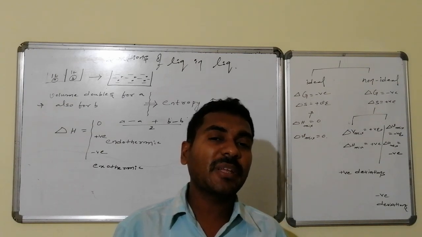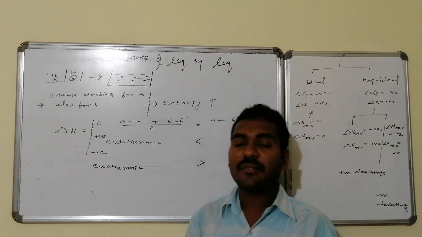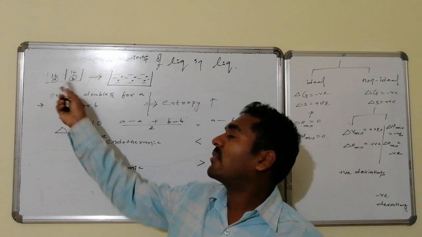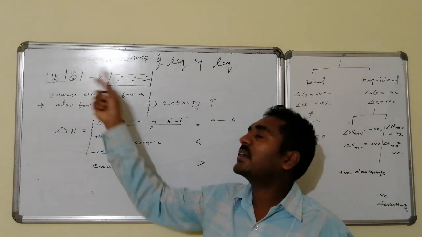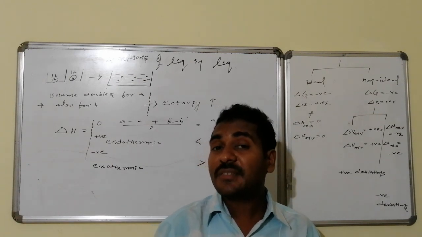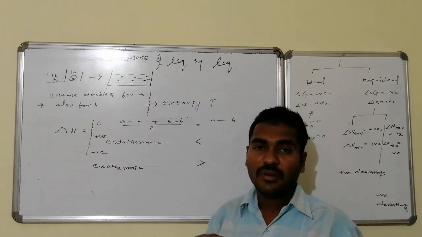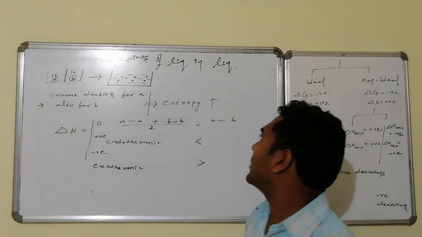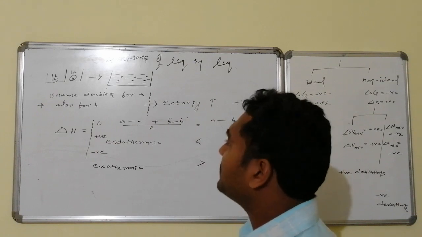So entropy, Q reversible by T, that is 2.303 log V2 by V1, with T cancelling. The V2 by V1 quantity is positive, hence the entropy of the first component is increasing, the entropy of the second component is increasing, and the total entropy of the system is also increasing. Therefore the entropy of mixing of miscible liquid in liquid is always positive. Entropy is increasing implies what? Delta S of mixing is positive.